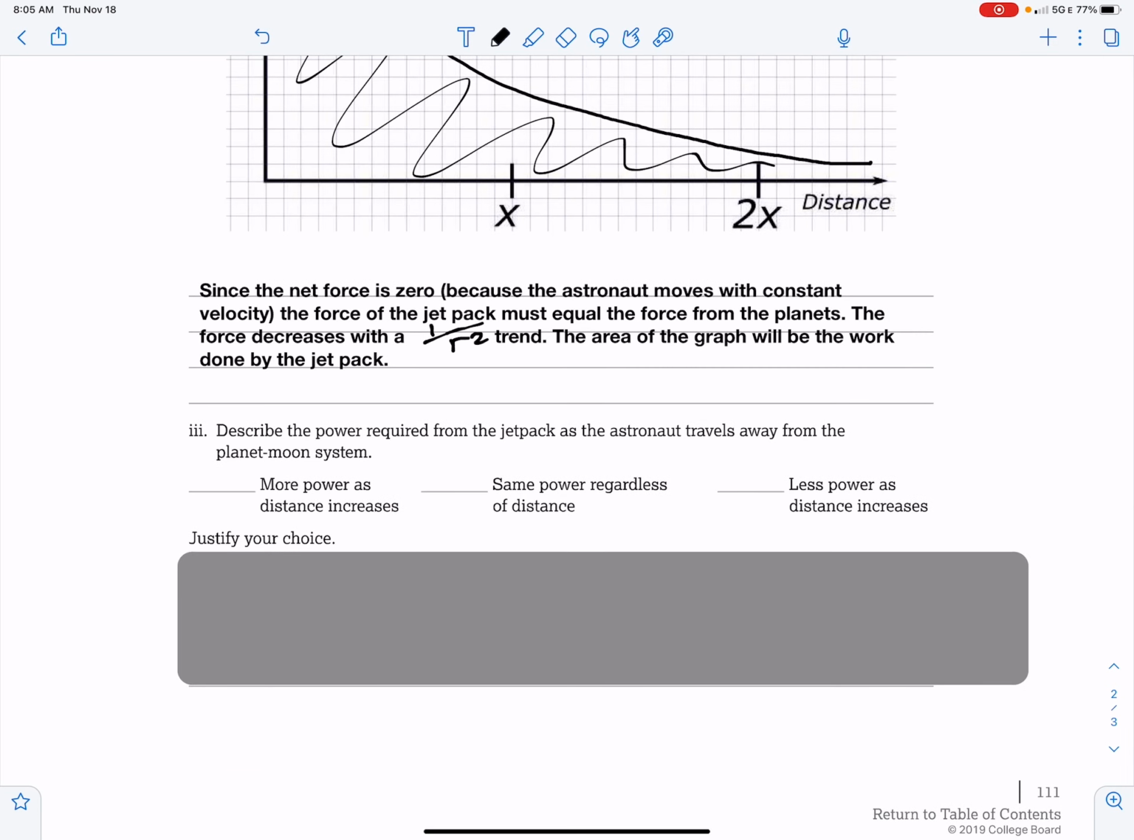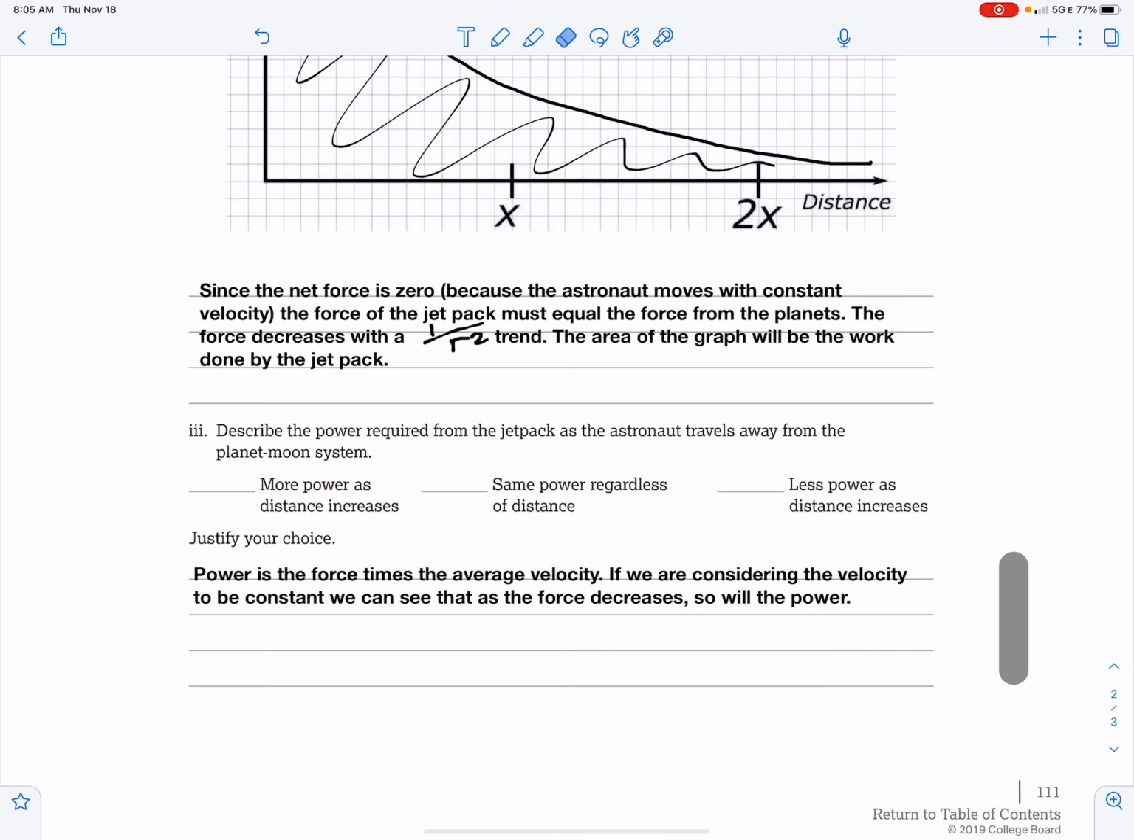Part 3. Describe the power from the jetpack as the astronaut travels away from the planet-moon system. Power is the force times the average velocity. So if we consider the velocity to be constant and we see that the force decreases, the power will decrease as well.